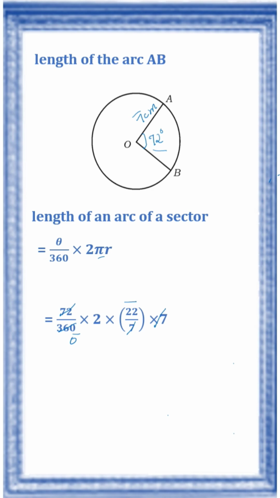So now we have 2 into 22, that is 44, by 5. 44 by 5 we get, which is equal to 8.8 centimeter. So length of the arc of the sector is 8.8 centimeter.